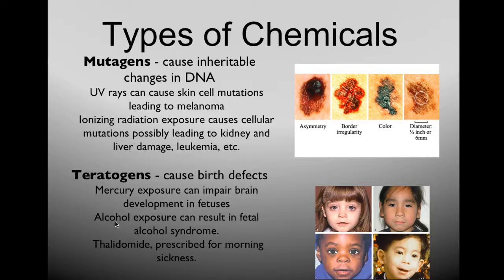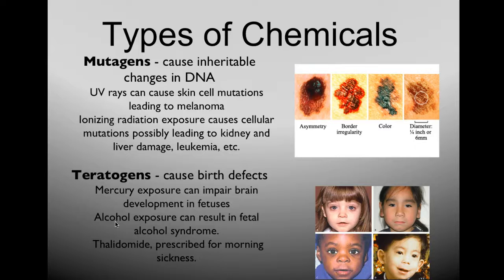Mutagens basically cause inheritable diseases, so they modify your DNA. And teratogens are a class of drugs that cause birth defects. So they don't impact the adult, the mother, but they do impact the developing fetus. Again, mercury is a teratogen. So if you are exposed to mercury when you're pregnant, it puts the fetus at risk for developing brain development failures.